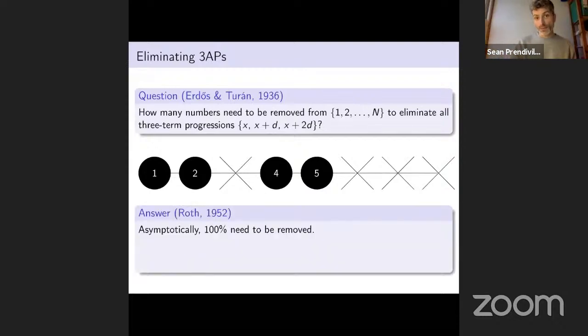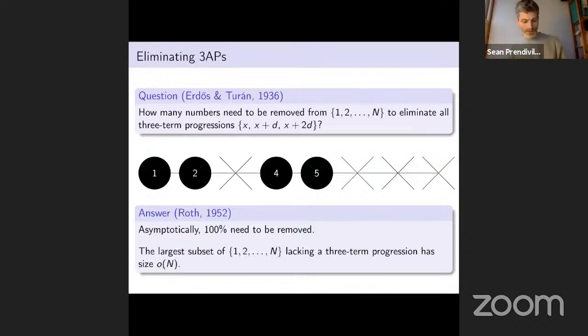But that's not representative of the general case. As the interval gets very, very long, you're not going to get away with only deleting 50% of the interval. You're going to have to delete a proportion of the interval which approaches 100% as the interval gets longer. So you need to remove essentially 100%.